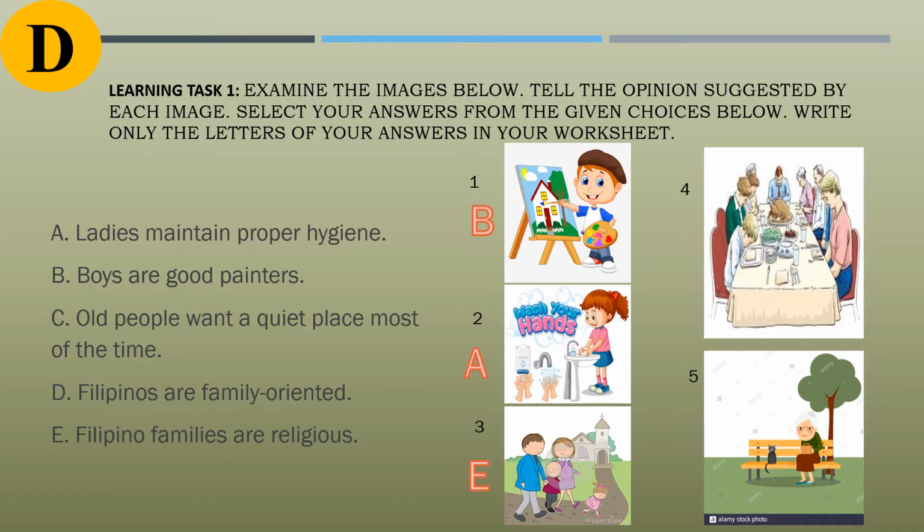Let's have illustration number 4. If your answer is D, Filipinos are family-oriented, then that's correct. And for the last number, if your answer is letter C, old people want a quiet place most of the time, then you are correct. So I just hope that all of you got a perfect score, and I will find out when I check your modules. Thank you for your cooperation.